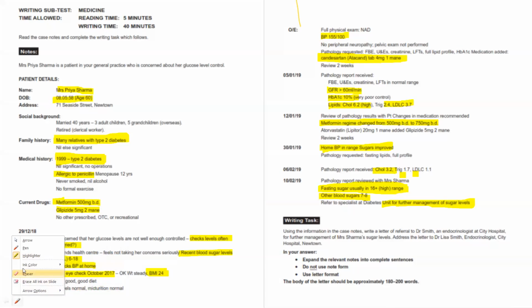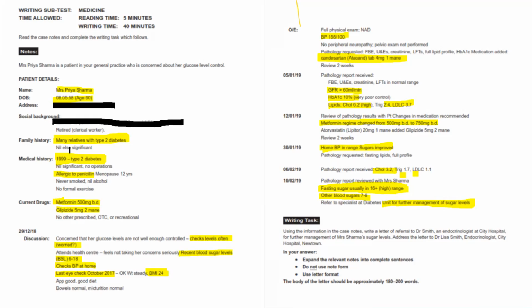So as you see, we didn't mention the address. We didn't mention her children or her marital status, nor the occupation. No significance of mentioning the normal relatives. We just mentioned the importance of family history, no operations. Here, we didn't mention smoking. As I told you, if you didn't mention that the patient is a non-smoker, the reader will consider that the patient is a non-smoker.